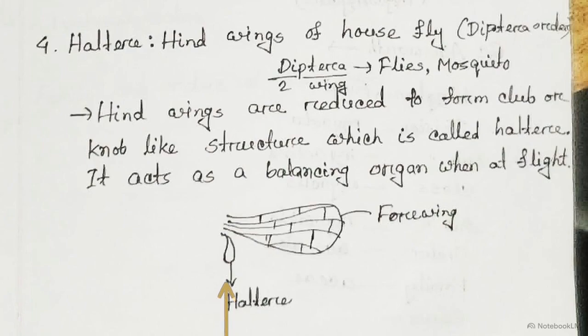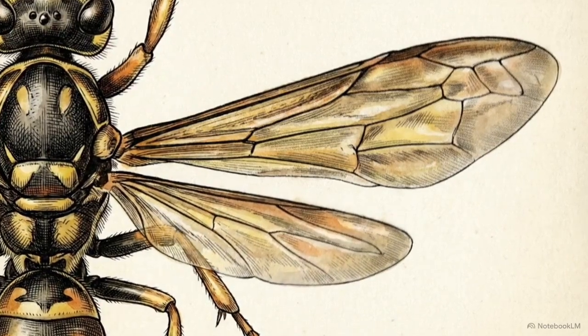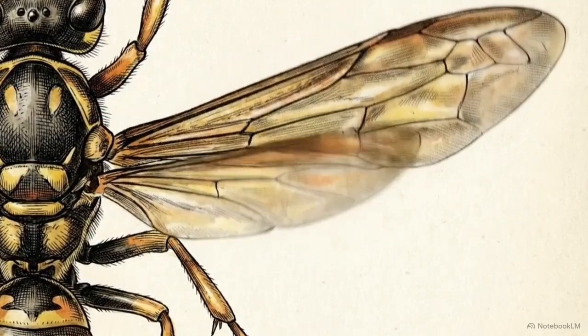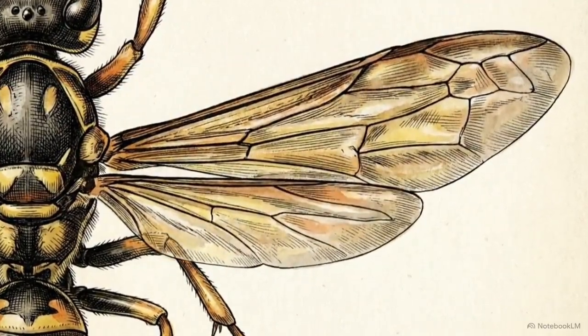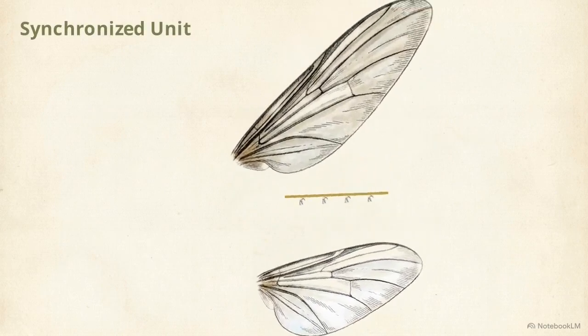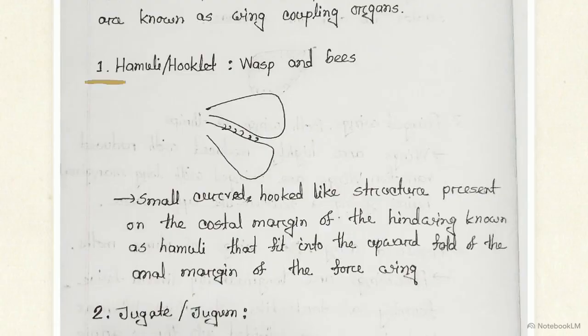For insects with two full pairs of flying wings, flying efficiently requires both pairs to move in perfect synchronization. To achieve this, they use wing coupling mechanisms to lock the fore and hind wings together. Wasps and bees achieve this using hamuli. As shown in this diagram, these are rows of tiny, curved hooks on the leading edge of the hindwing that snap into an upward fold on the forewing's trailing edge.